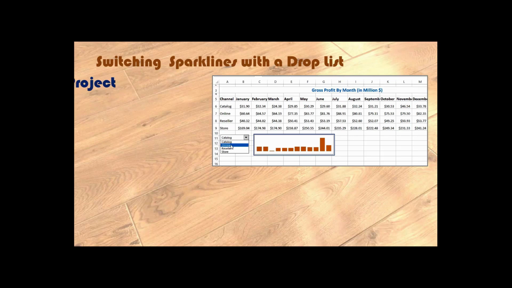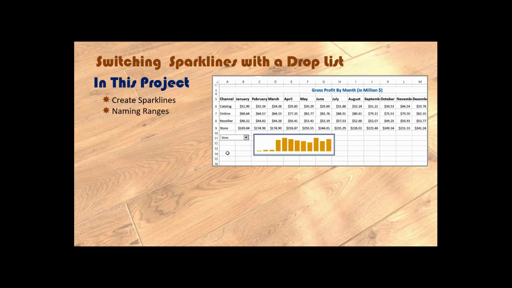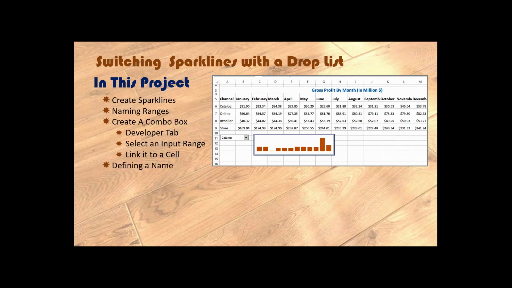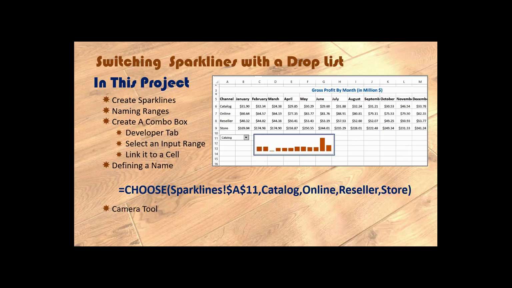In this project, we'll create a sparkline for each sales channel. We'll be defining names, and then we need to create a combo box, which requires adding the Developer tab to the ribbon, selecting an input range, and linking the combo box to a cell. We'll then be creating a defined name using the CHOOSE function. We'll also be adding the camera tool to the quick access toolbar. And finally, link the combo box to the camera tool. We have a lot to learn. So let's see how we build our project from the ground up in Excel.